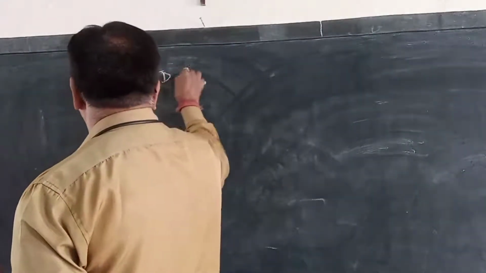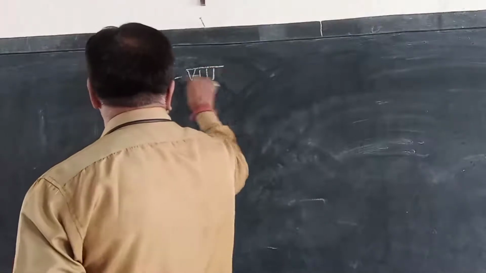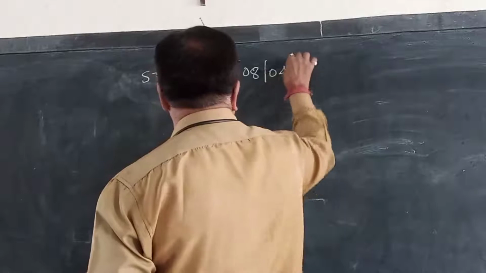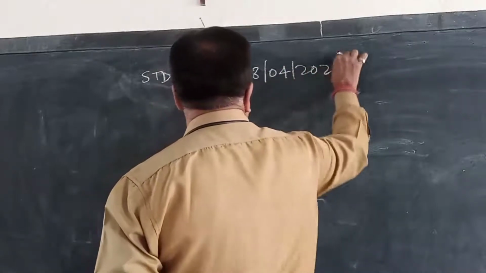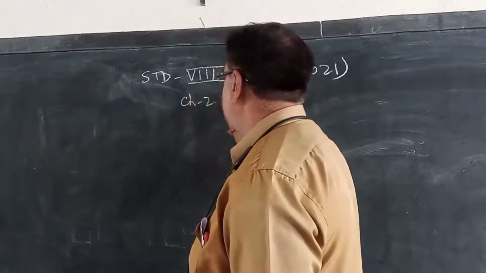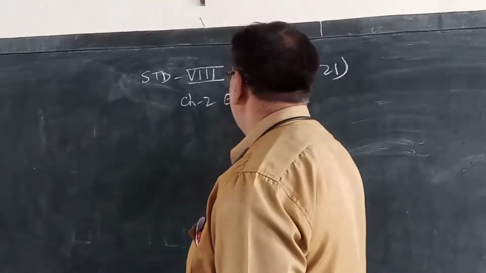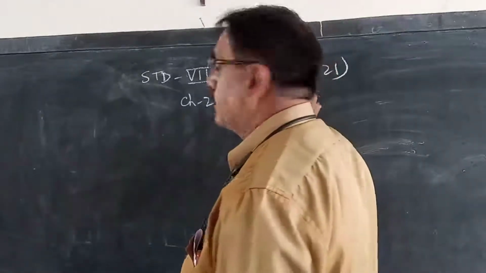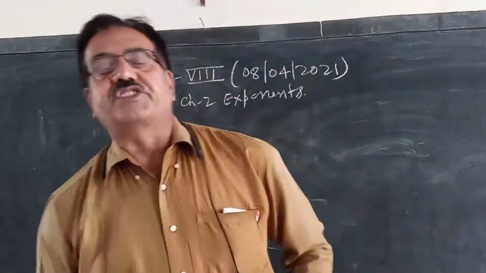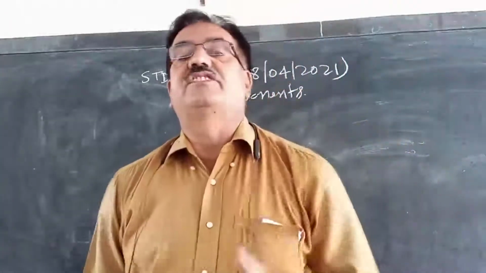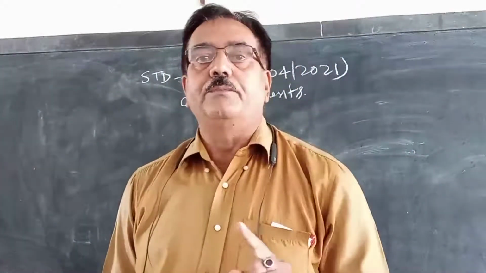So, Standard 8, chapter 2, exponents. What is in this chapter? In this chapter, three main rules are given. What are the three main rules?